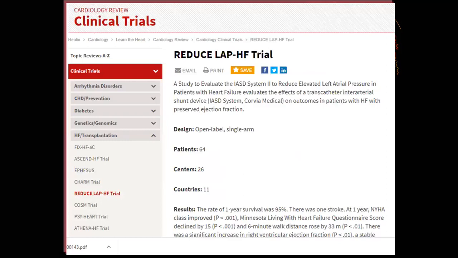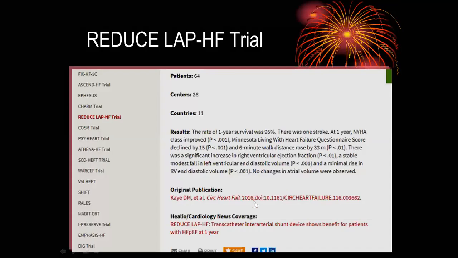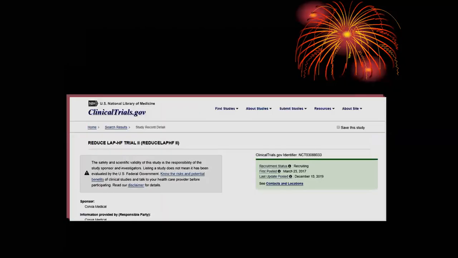The paper published in 2020, the Reduce LA Pressure in Heart Failure trial, where the number is very small, only 64 patients, 26 centers, 11 countries, found that this technology is beneficial for patients with heart failure with preserved ejection fraction over a period of 1 year. That paper was published in Heart Failure Trials in 2020.